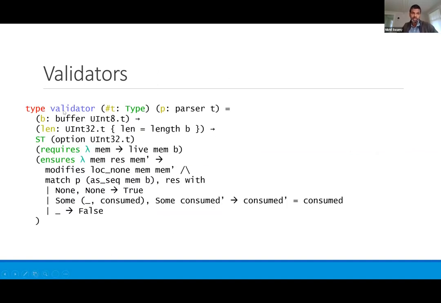And the type of our validator looks like this. It says a validator is indexed by a parser. And its type says that if I'm given a buffer of bytes and a claimed length for that buffer, then the validator is a stateful function, a Low-star function, just like the ST functions I showed you earlier, that's going to return, if it successfully validates the contents of the buffer, the number of bytes that were consumed, such that if the input buffer is live in the initial memory, then this function is not going to modify any memory. It's just a validator. And if it successfully returns some number of bytes that were consumed, then the number of bytes consumed are going to be exactly the same as the bytes that were consumed by the parser.